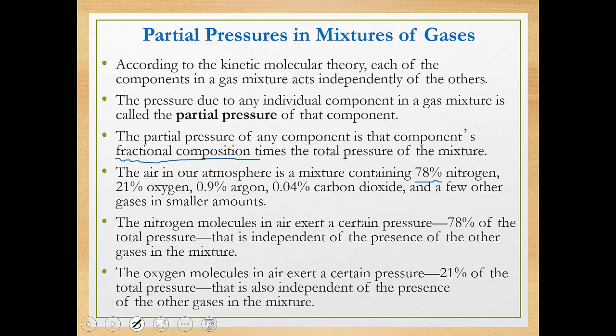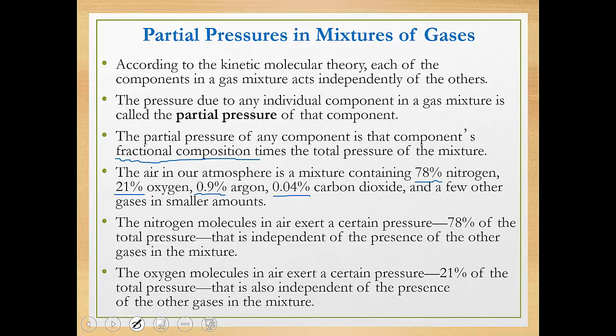So let's look at the most common mixture of gases that we know, the atmosphere around us, the air that we breathe. The air in the atmosphere contains about 78% nitrogen, 21% oxygen, 0.9% argon, 0.04% carbon dioxide, and a little bit of some other gases in amounts that will be insignificant to us.